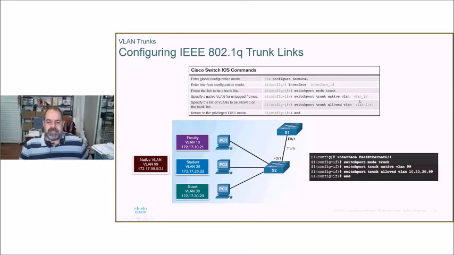Now with a native VLAN, if you do it on one end of the trunk link, you need to do it on the other as well. And so if you do it on one end but not the other, you'll actually get errors of native VLAN mismatch, and the trunk link will not work. And so you need to do it on both ends.